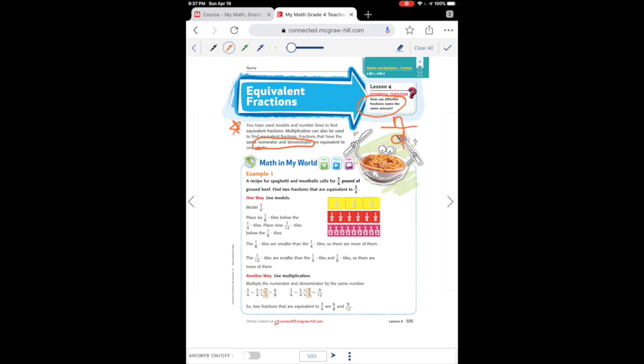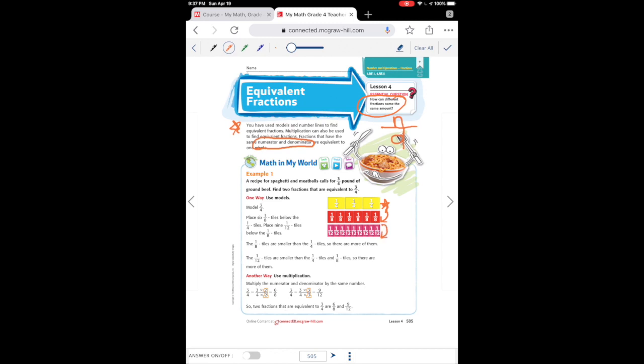Example 1. A recipe for spaghetti and meatballs calls for 3/4 pound of ground beef. Find 2 fractions that are equivalent to 3/4. One way, use models. Model 3/4. So if you look over here, they drew a bar. Here's our 3/4. They divided it into pieces and they made 1/4 3 times, which is equal to 3/4. Place 6 1/8 tiles below the 1/4 tiles. So that's what they did here. Place 9 1/12 tiles below the 1/8 tiles. So that's what they did here.